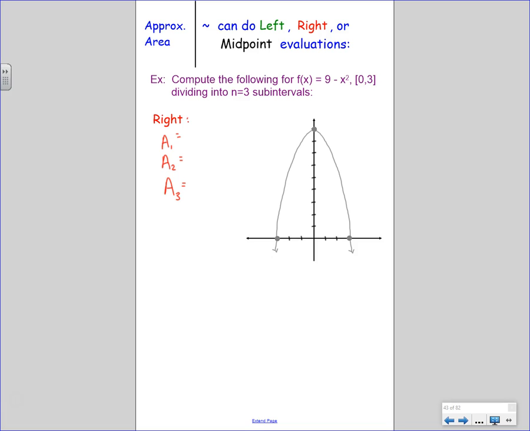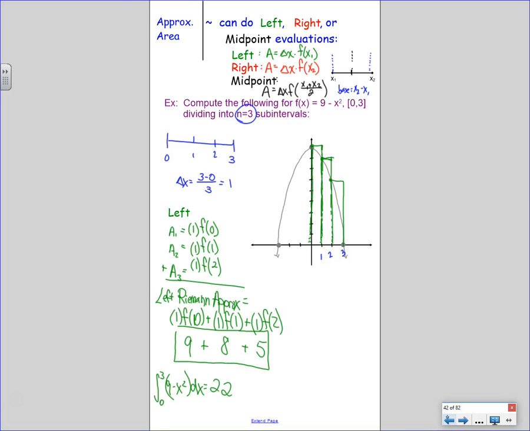Why was it 5 instead of 6? Because 2 squared is 4 and 9 minus 4 is 5.